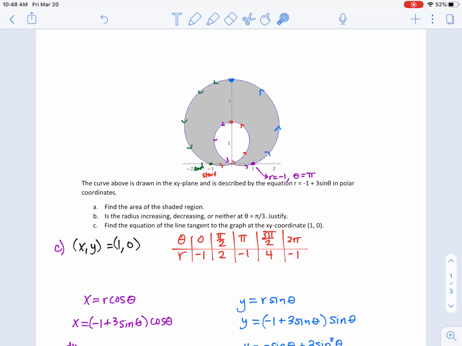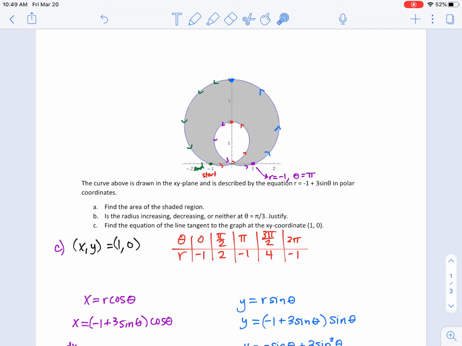So that's the point that I'm really talking about. When the xy coordinate is (1, 0), then the radius is -1, and the theta value is pi. Keeps going. So I basically did a new color in between each of these different places on my table there.